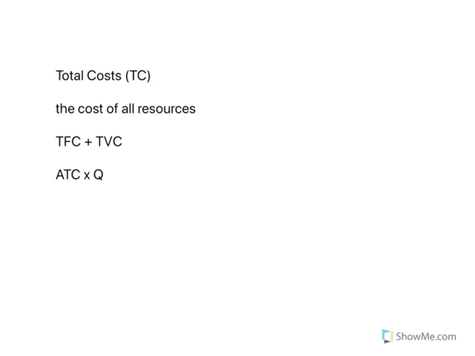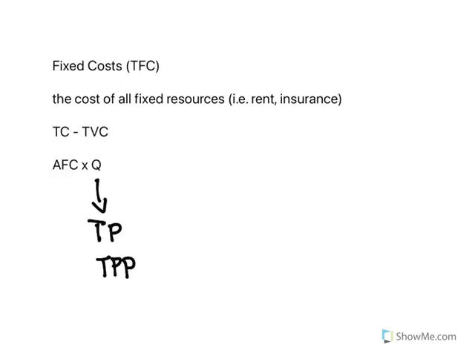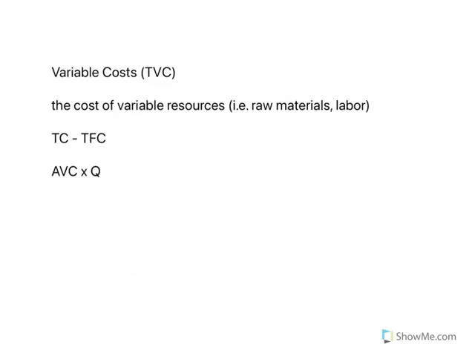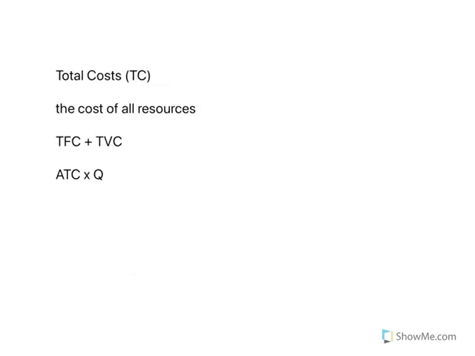So if you notice with each of these, if you take your average and you multiply it by Q, you get the total, right? Average fixed times Q gets me total fixed. Average variable times Q gives me total variable. Average total times Q gives me total. So the average times the Q gives you the total.